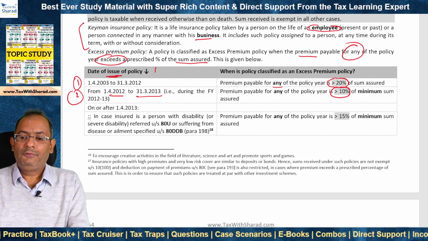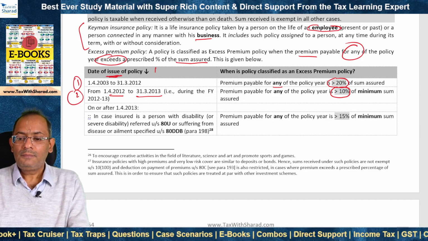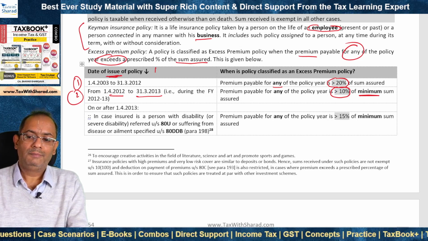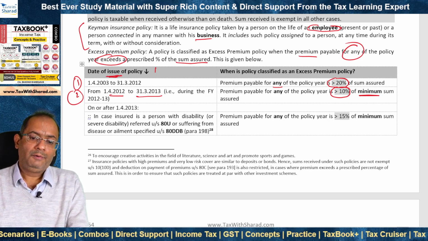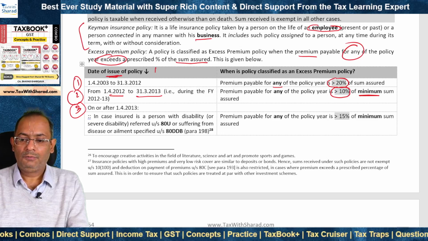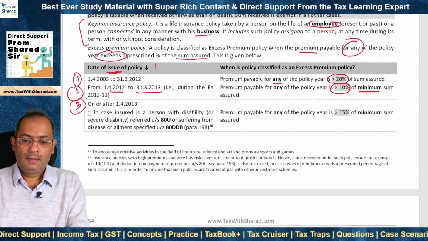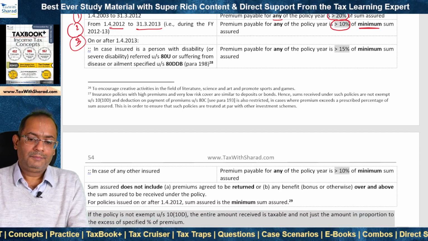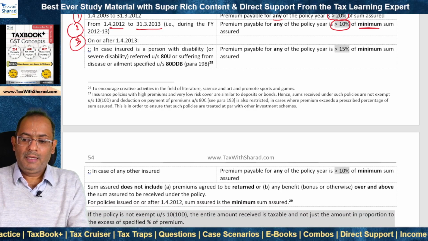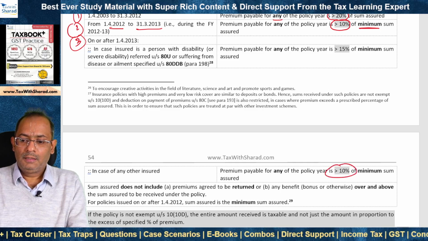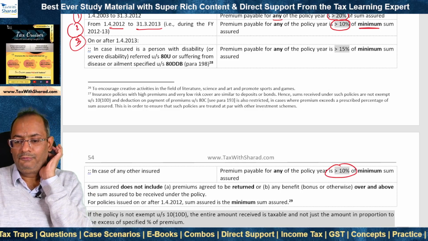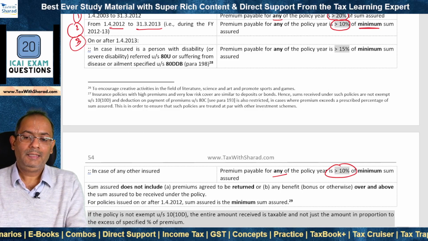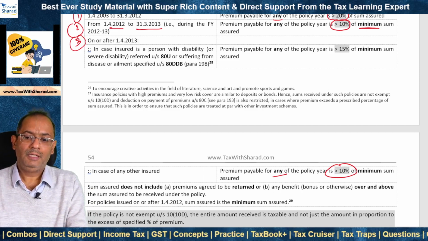So if the premium payable for any of the policy years is more than 10% of the minimum sum assured, then the policy becomes an excess premium policy. And what is the position on or after 1st April 2013? This is the position for the current previous year as well, right? In such case, the threshold is 10%. So if the premium payable for any of the policy years exceeds 10% of the minimum sum assured, then the policy is an excess premium policy.